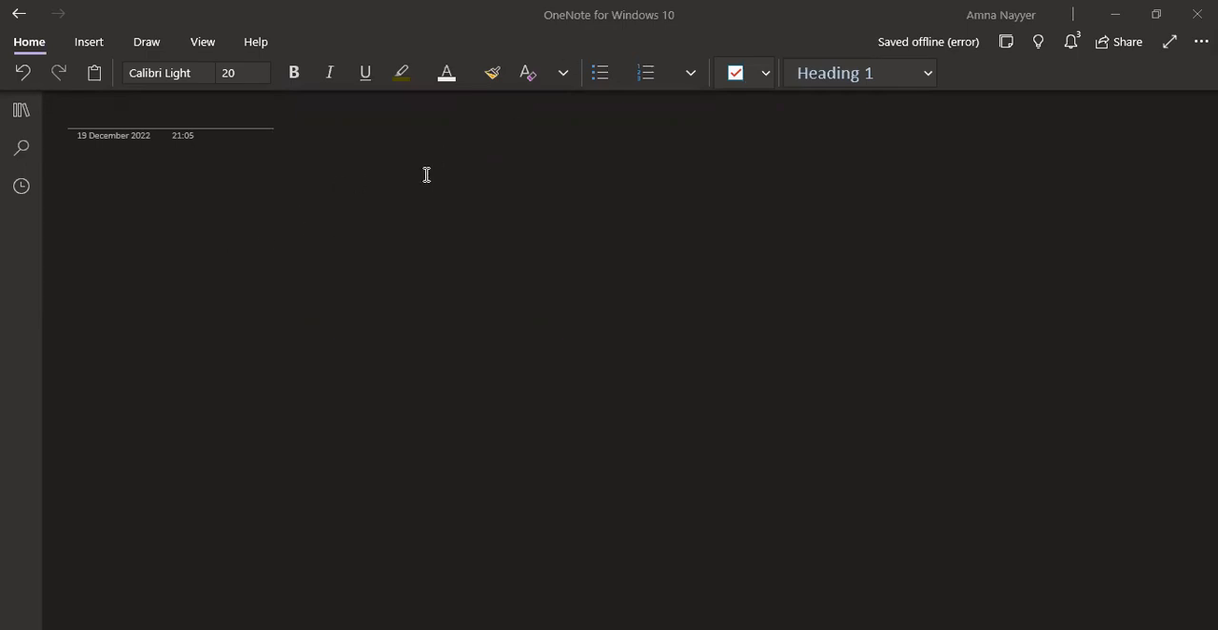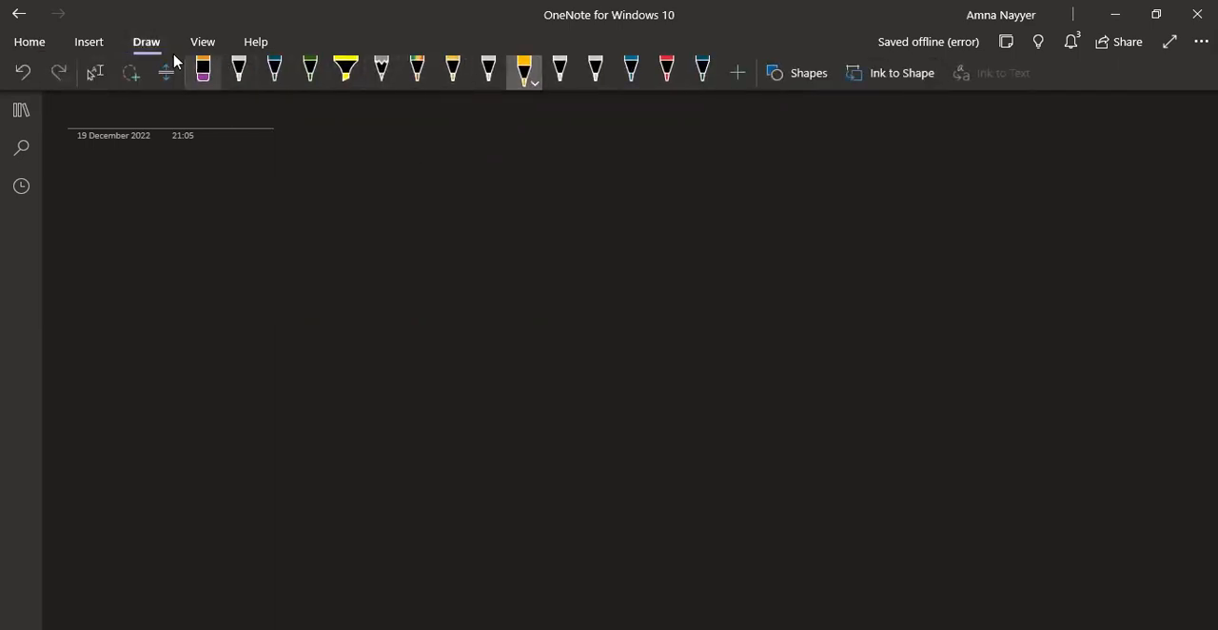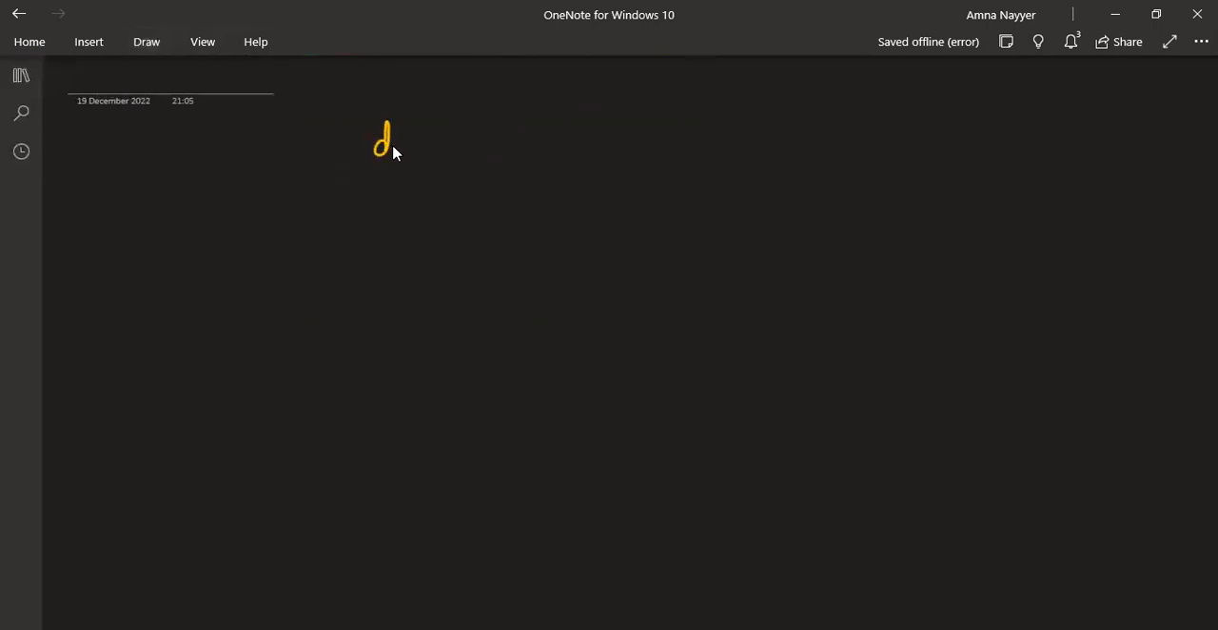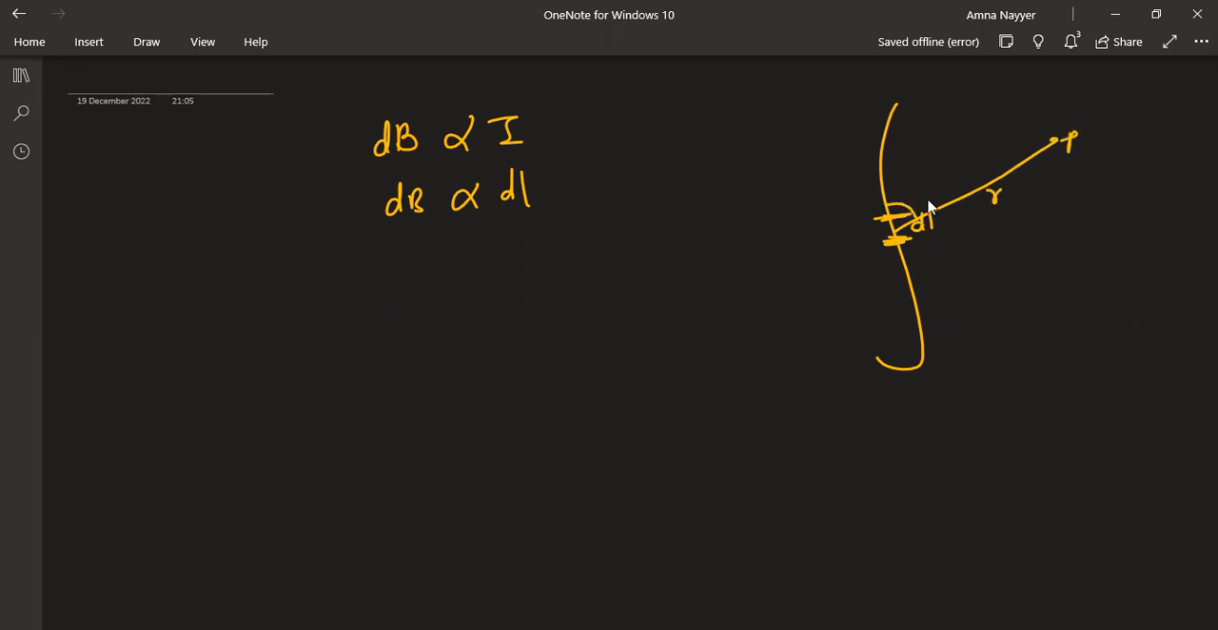So Biot-Savart's law, just remember, firstly, the magnetic field is directly proportional to the current that is flowing across the conductor. Magnetic field is directly proportional to the current element. If this is your current wire, then a small portion of it is known as the current element. Then if you take a point and the position vector, an angle will be made. So magnetic field is directly proportional to sine theta.